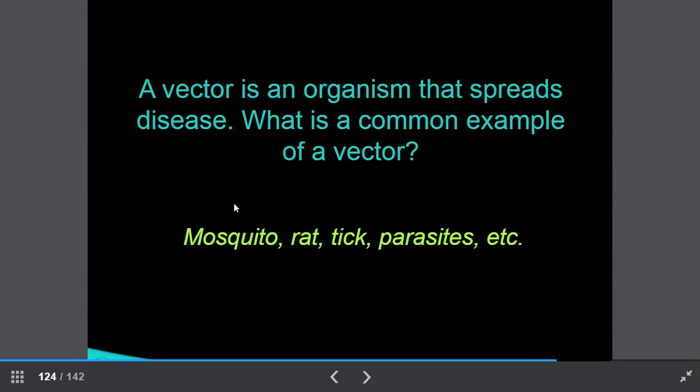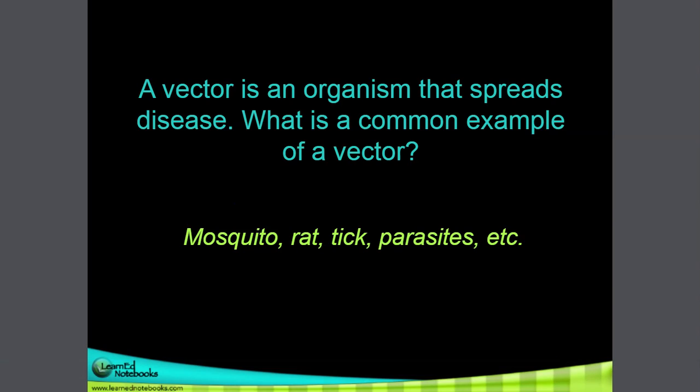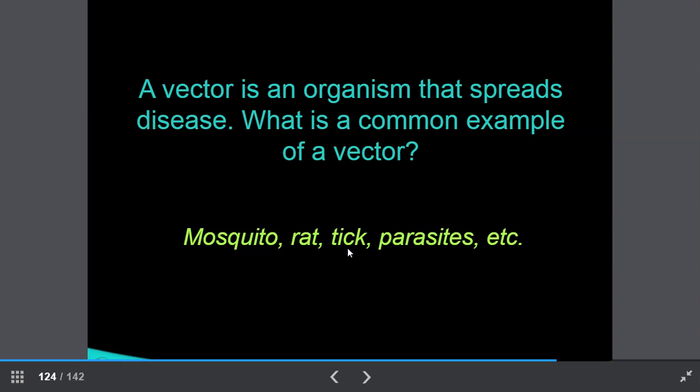These would include mosquitoes, which can spread things such as dengue fever, malaria, a host of other diseases, West Nile virus. Rats, we know that fleas on rats were the cause of the Great Plague. Ticks, again, Lyme disease, and a host of other fairly dangerous diseases and other parasites.